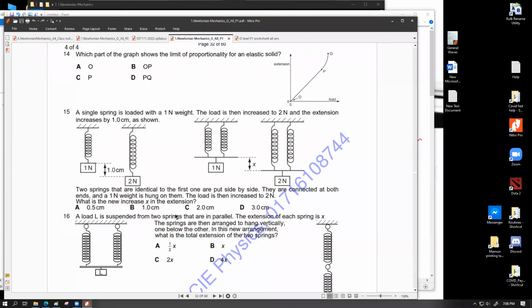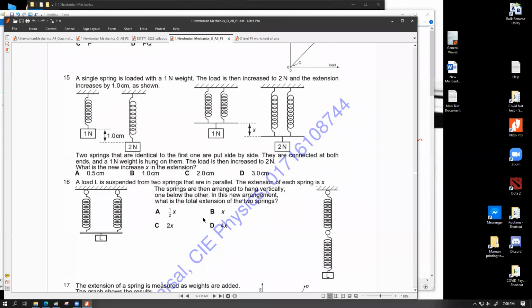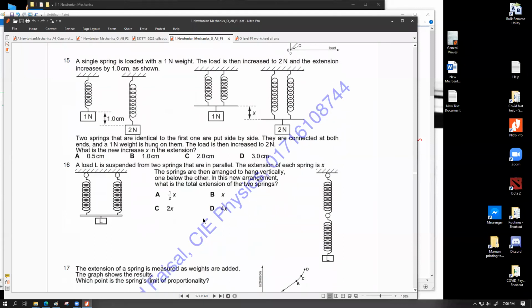Which one do you think is the correct response for number 15? It's B. A. Why? Please, B? A. It should be A.